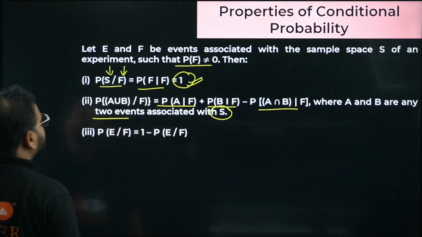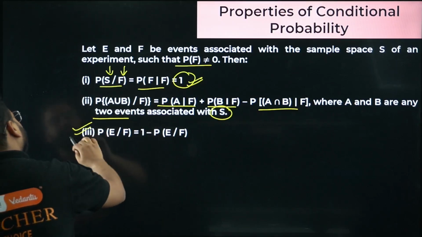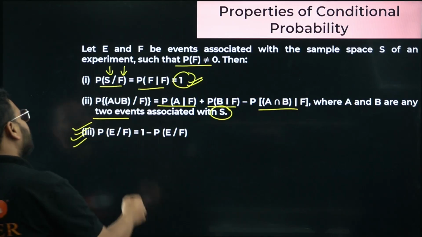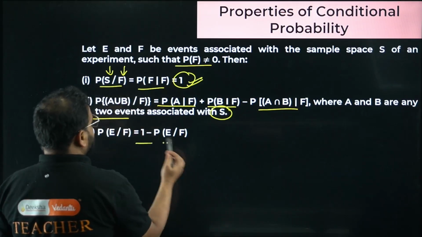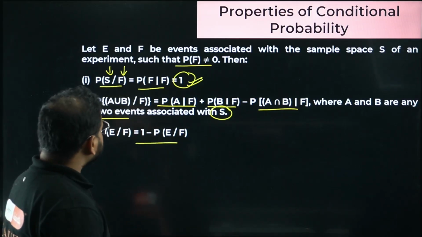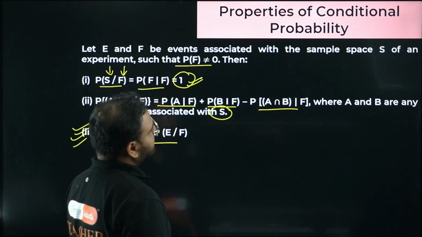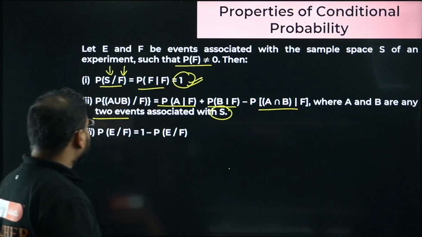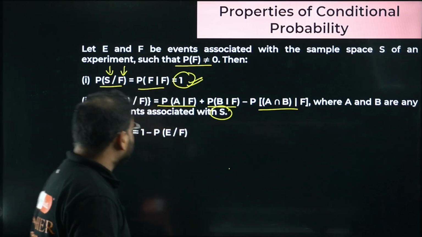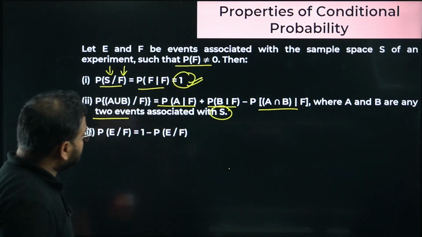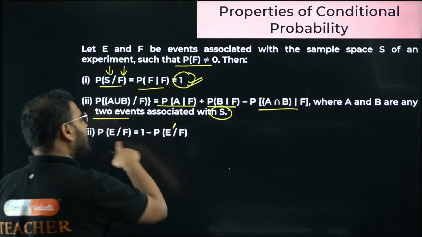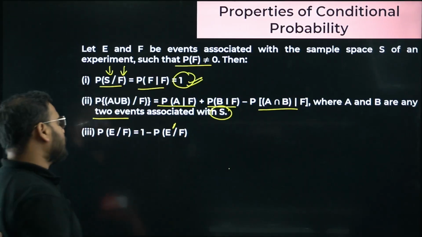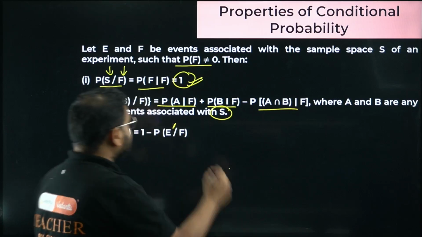Also, this is very important: P(E'|F) will be given by 1 minus P(E|F) as well. Okay, is it all right? So the third one: P(E'|F) is equal to 1 minus P(E|F). There's a dash missing over here. It will be P(E'|F) equal to 1 minus P(E|F).